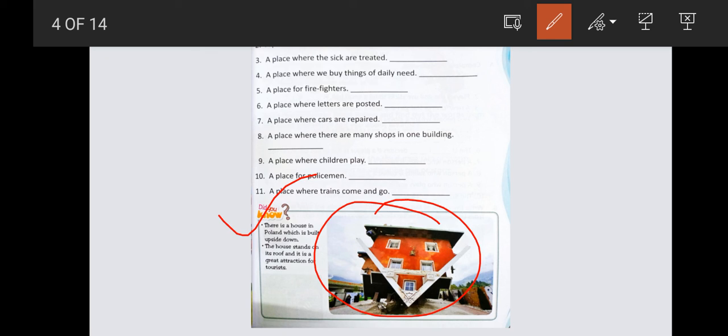Isn't it interesting? So, children, read the chapter again and practice well.